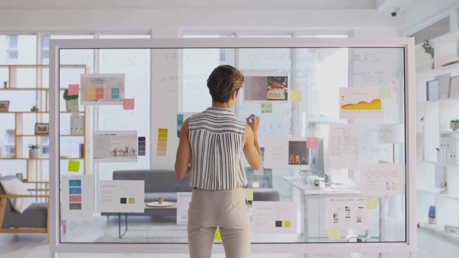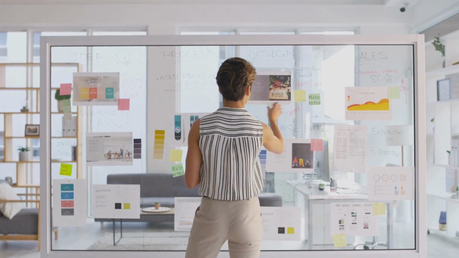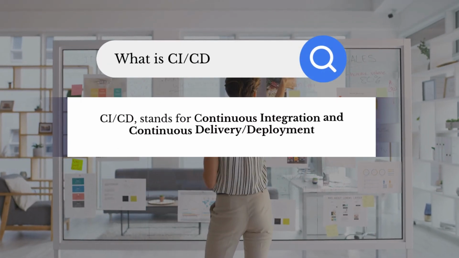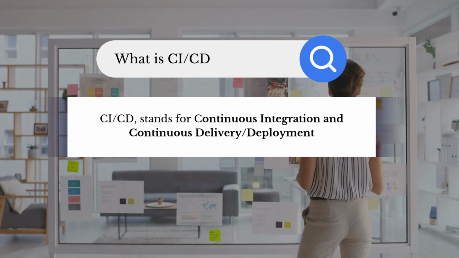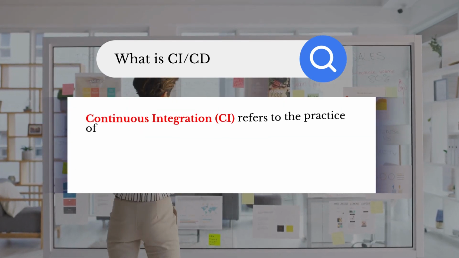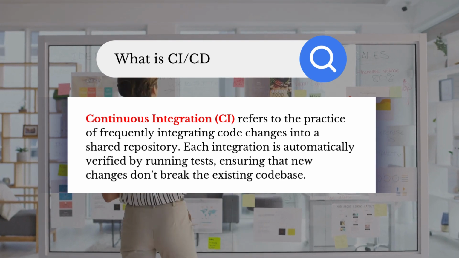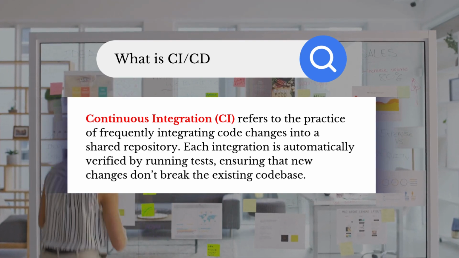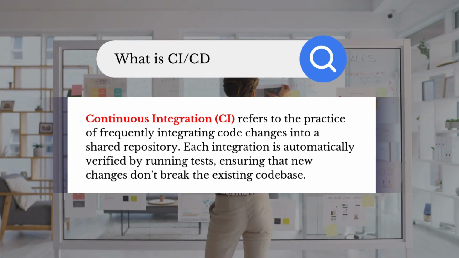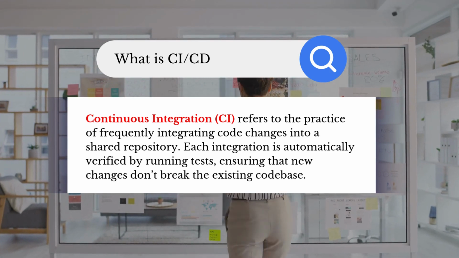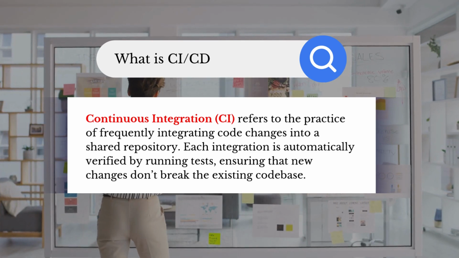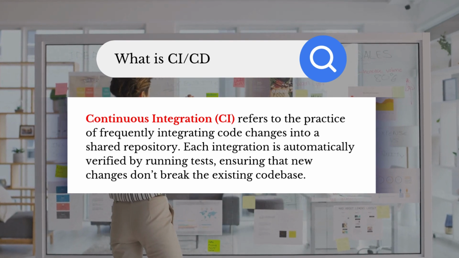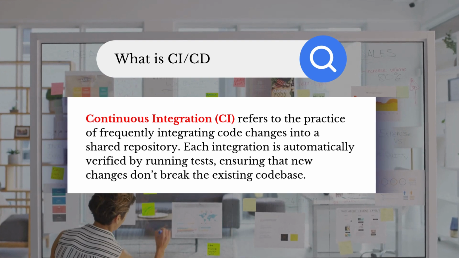CI/CD has transformed the way we make software development faster, more efficient, and more reliable. CI/CD stands for Continuous Integration and Continuous Delivery/Deployment. Continuous integration (CI) refers to the practice of frequently integrating code changes into a shared repository. So every developer will push their code into a shared repository. Each integration is automatically verified by running some tests, ensuring that the new changes don't break the existing code base.